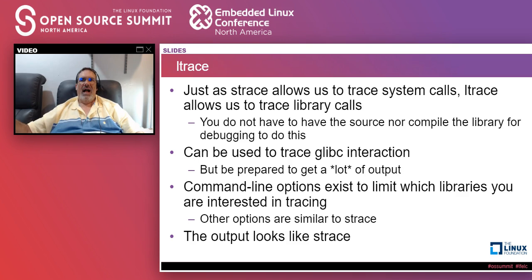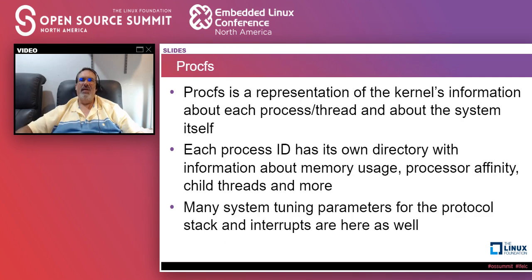I can limit the libraries that I'm interested in looking at, and I can also limit the functions out of a particular library. So maybe I'm only interested in the update me function in library XYZ. I can then tell ltrace to only show me accesses to the update me function in library XYZ. So I don't have to see everything. I just see a few things as I go along, and I can limit what that output looks like.